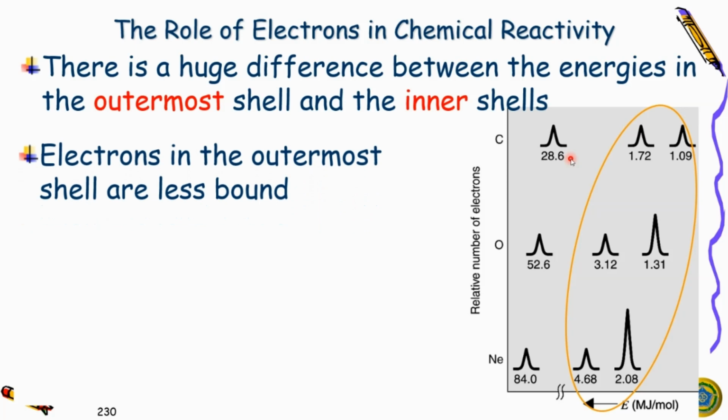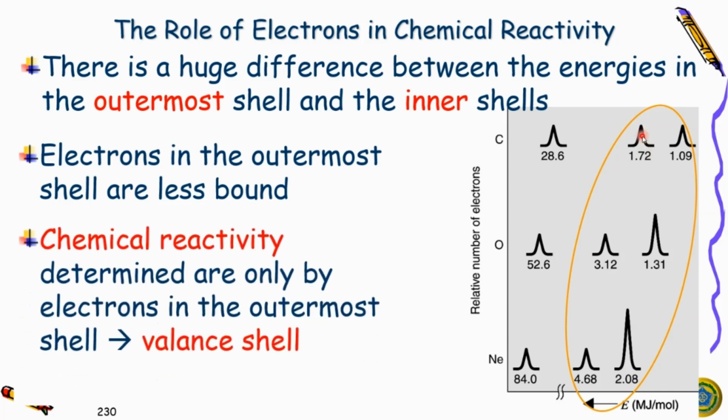So the electrons in the outermost shell are less bound. So this requires less energy. You don't need to spend too much effort to take these electrons away from the atom, right? So chemical reactivity is determined only by electrons in the outermost shell. We call them valence electrons. So there's a link between chemical reactivity and the valence shell electrons.